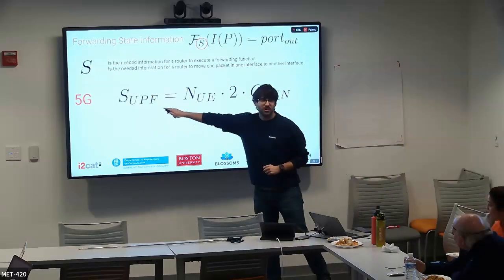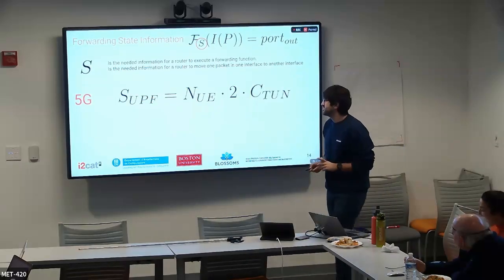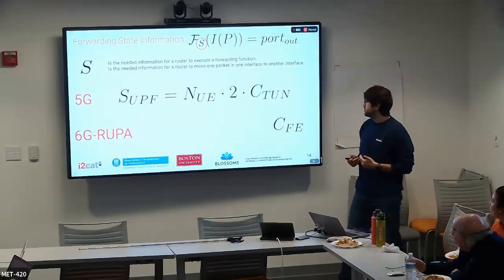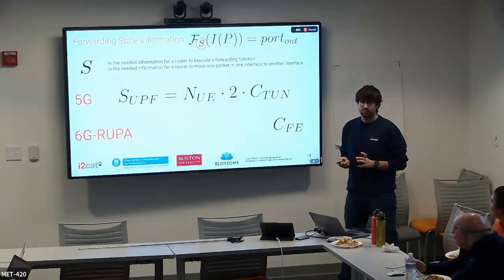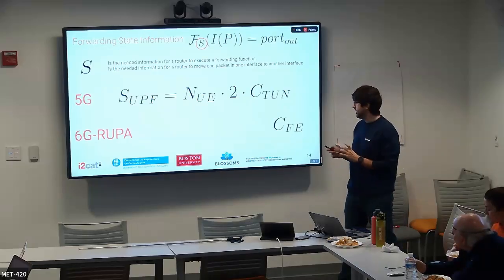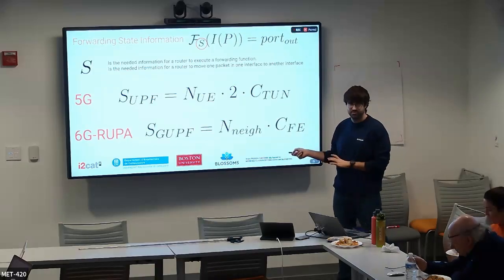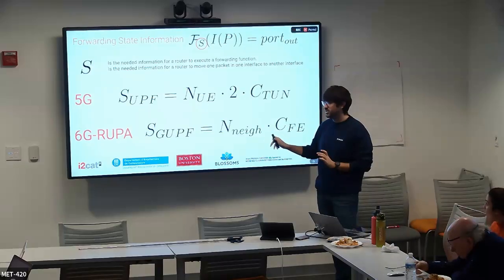By the way, the router is called UPF, so we can call it router for us. And in 6G-RUPA, the same state information unit is first the cost of a forwarding entry, and this cost is not for every user. This cost is for every neighbor. We will see what that means.